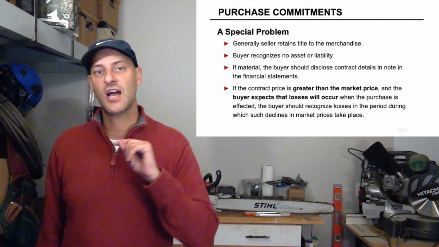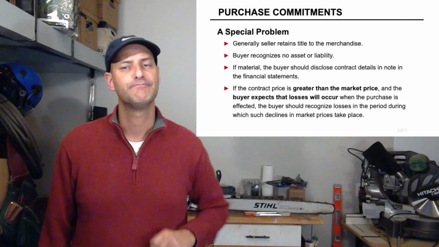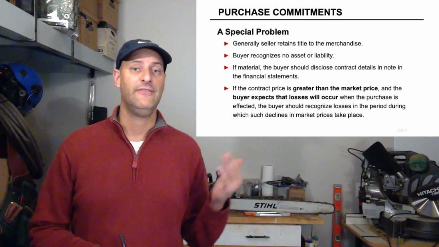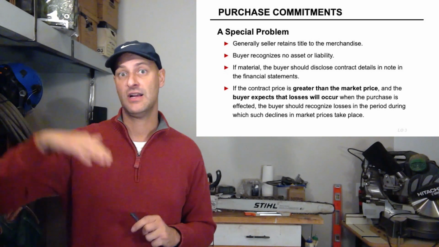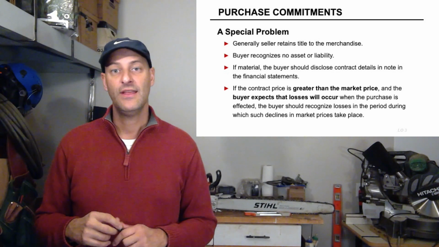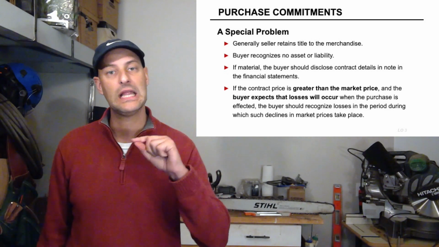So now, if the contract price is greater than the market price, the buyer expects that losses will occur. In this case, you agreed to buy something, let's say for $10. Now it's only worth $5. That means that the contract price exceeds the market price because theoretically the market dropped. So when the purchase is affected, the buyer should recognize losses in the period during which the declines in market value take place. They don't get the privilege of delaying the loss until they actually fulfill the contract. They recognize the loss as soon as the market value drops.